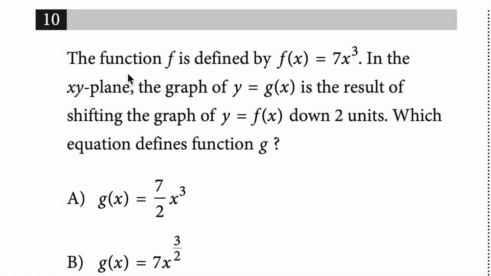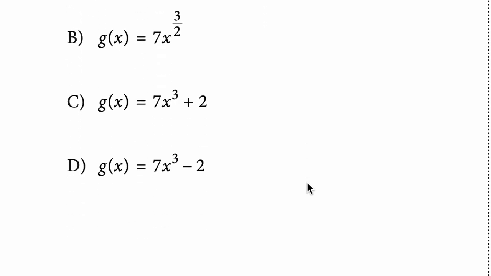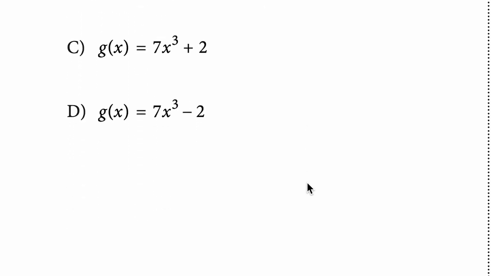Question number 10. The function f is defined by f(x) = 7x³. In the xy-plane, the graph y = g(x) is the result of shifting the graph y = f(x) down 2 units. Which equation defines the function g? Before solving this, let's understand how transformations work.